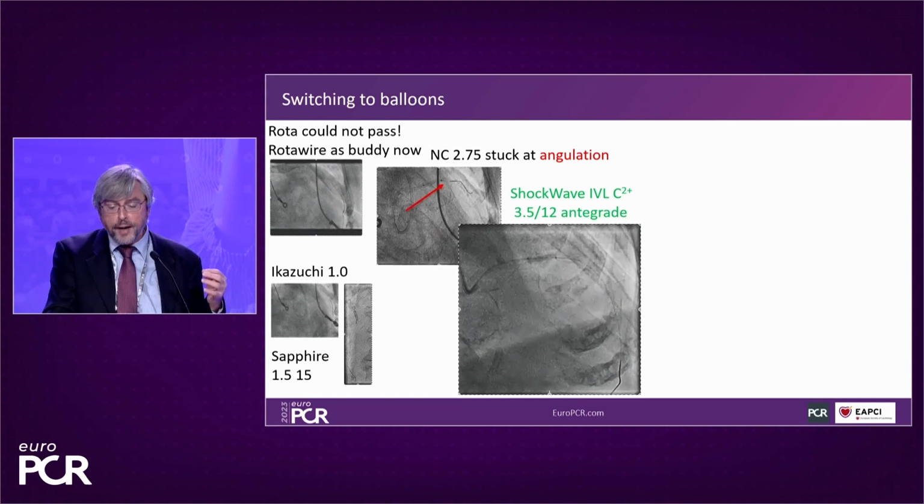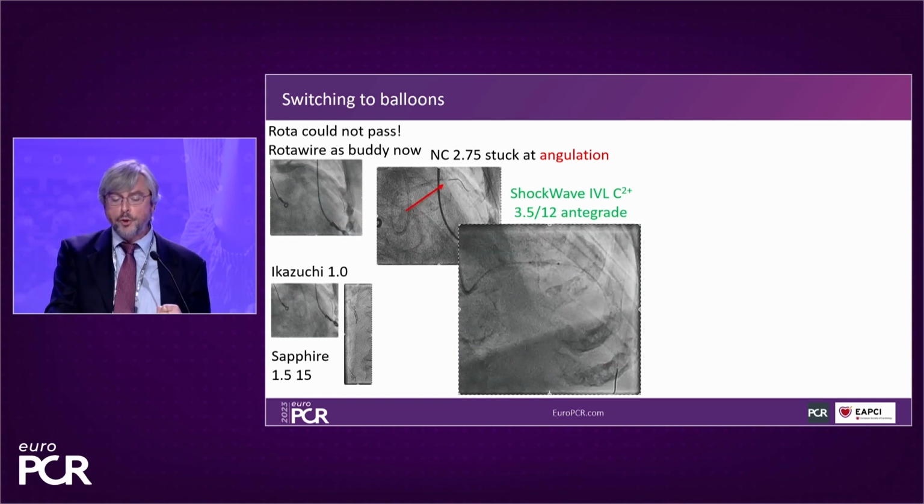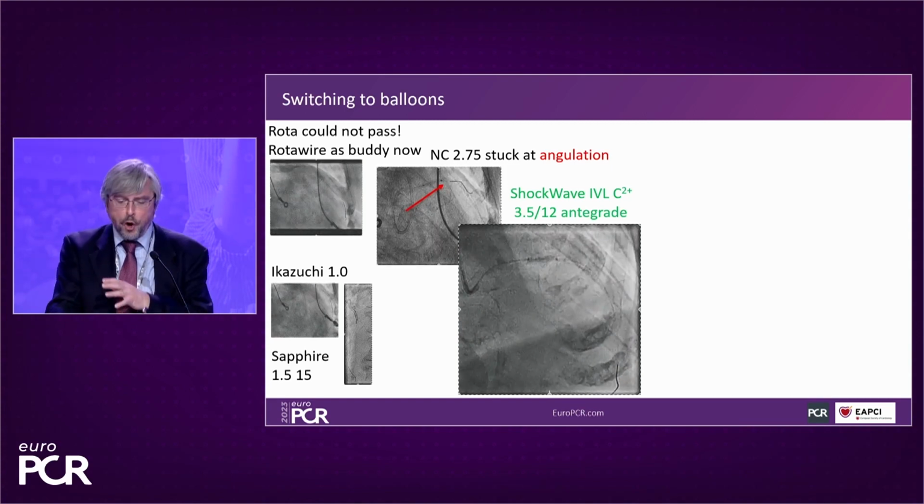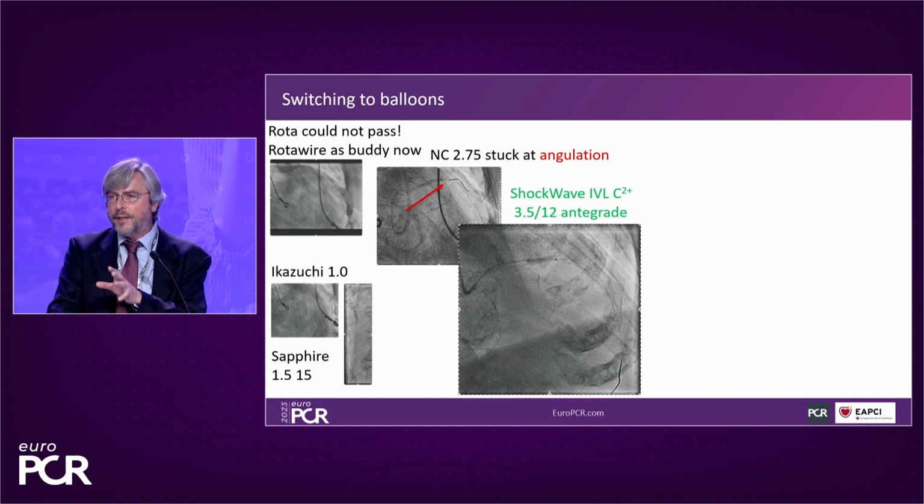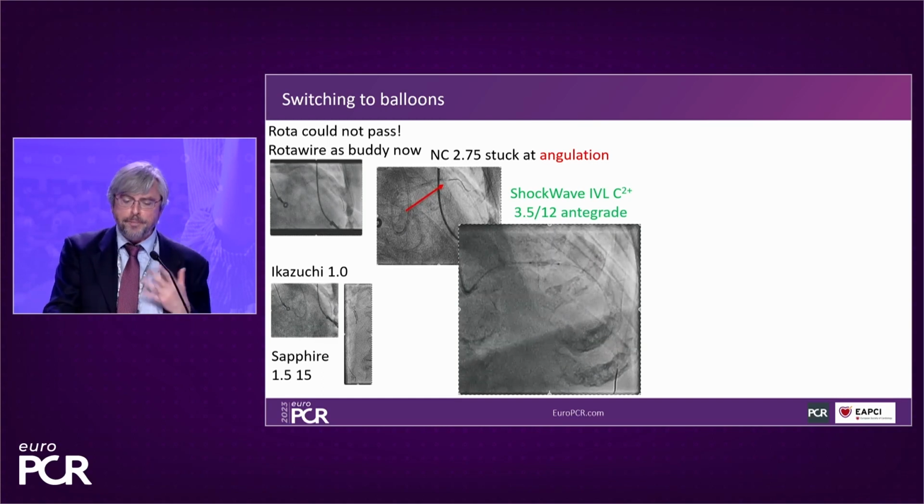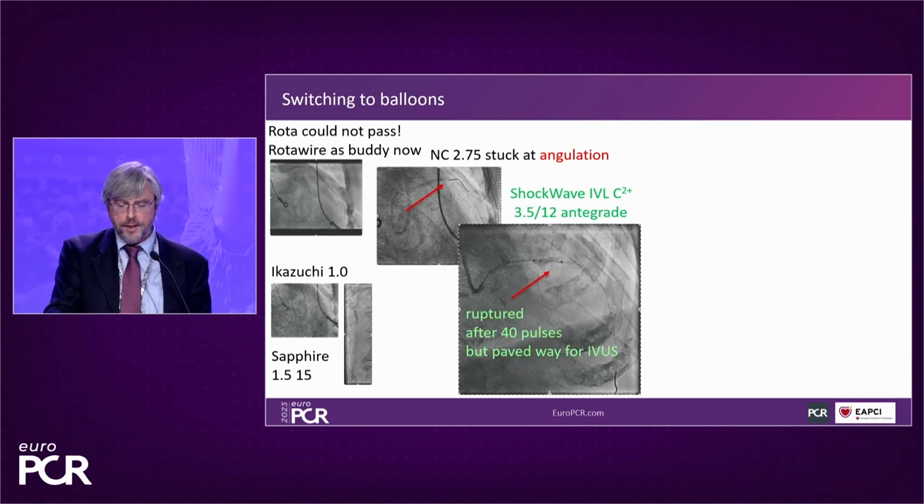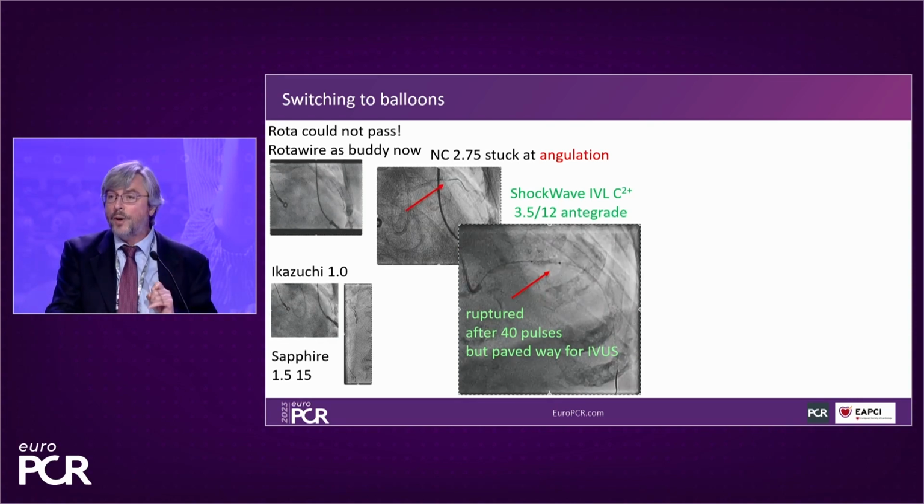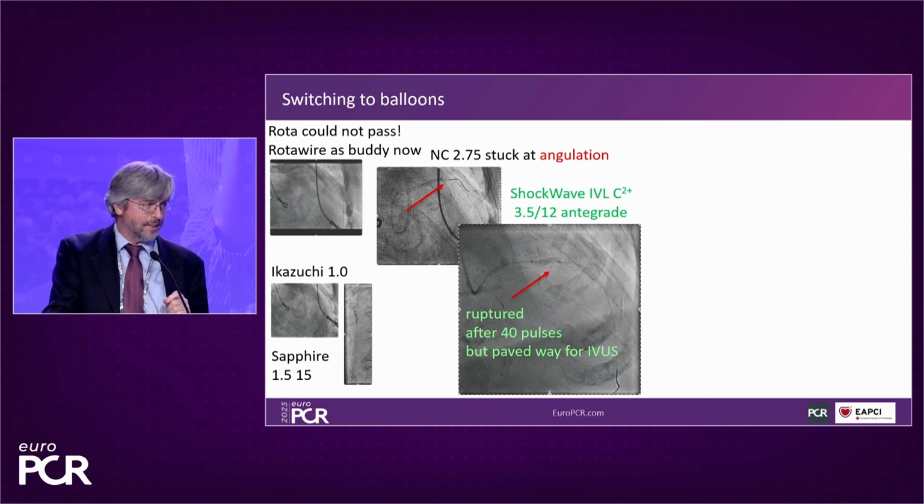So I wanted to try as much as I could to approach it a little bit similar to Colm's approach with the bifurcation, hoping there would be some antegrade or side effect that might loosen up this angulation. And what happened after 40 pulses, this expensive balloon ruptured, but now I was able to put in the IVUS.